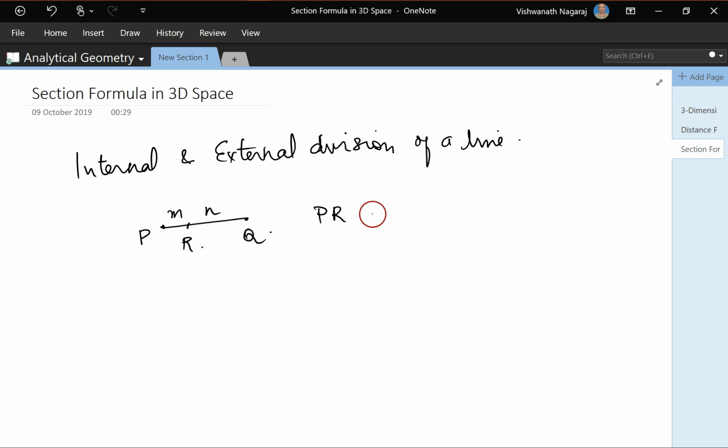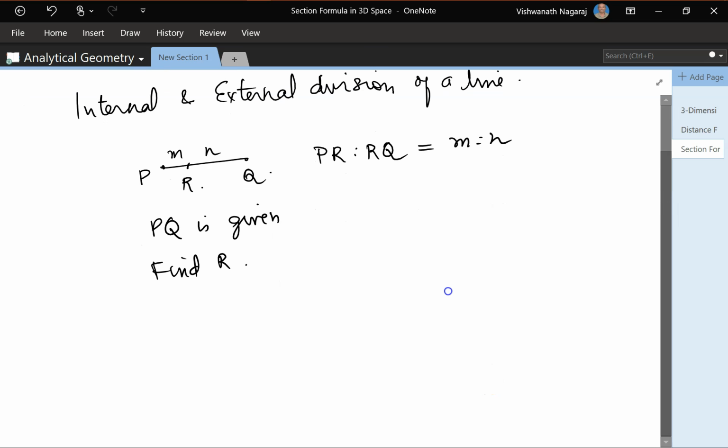PR is to RQ is equal to m is to n. Okay, now here PQ is given. We have to find R which satisfies this condition. This is called internal division. Yes, because we are finding a point R in between PQ.